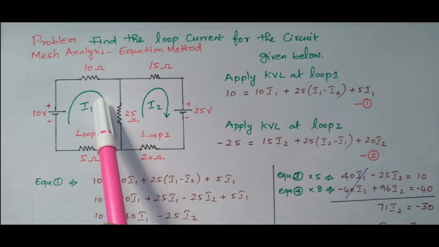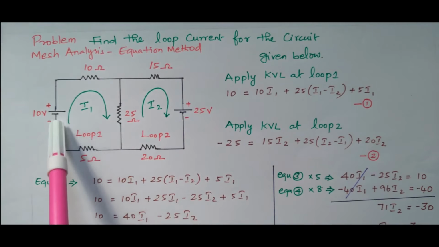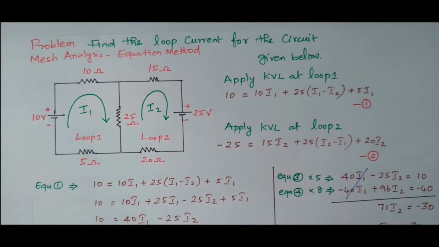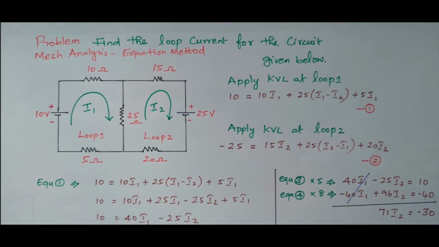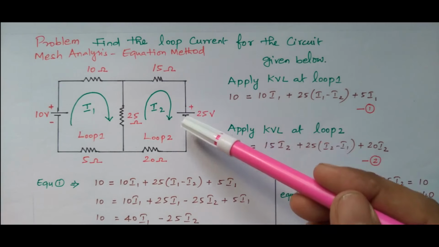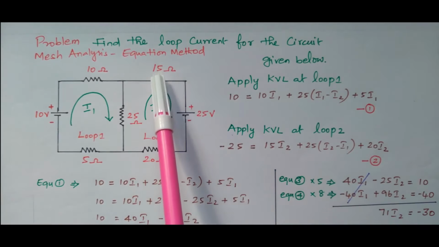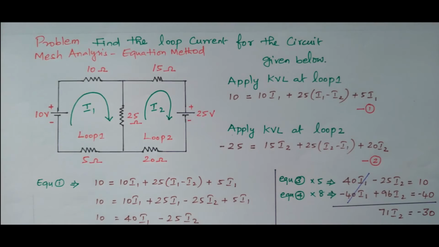See here, this current is flowing upward, bottom to top, negative to positive. So rise of potential, 10 volt. Here flowing from top to bottom, positive to negative, fall of potential. So minus 25. So this is the potential. What is the potential drop?